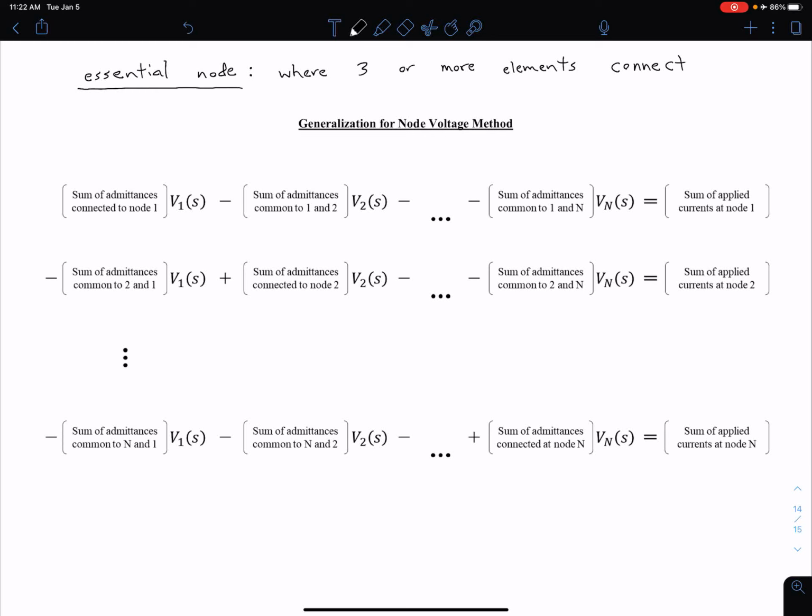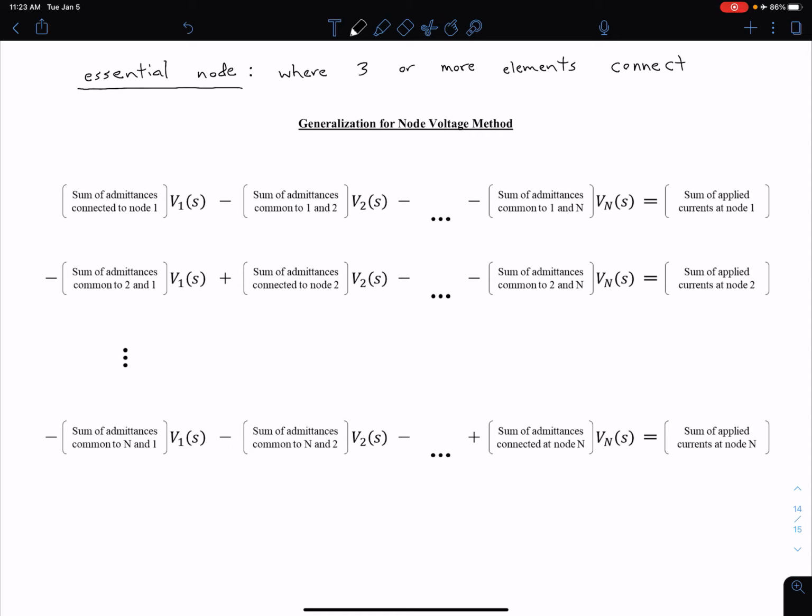In the previous videos, we've looked at how to use the node voltage method to determine an equation for a circuit. In this video, we're going to look at how we can generalize that method so you don't necessarily have to know the underlying circuit analysis so much, but for most cases you can just come and plug into this equation.